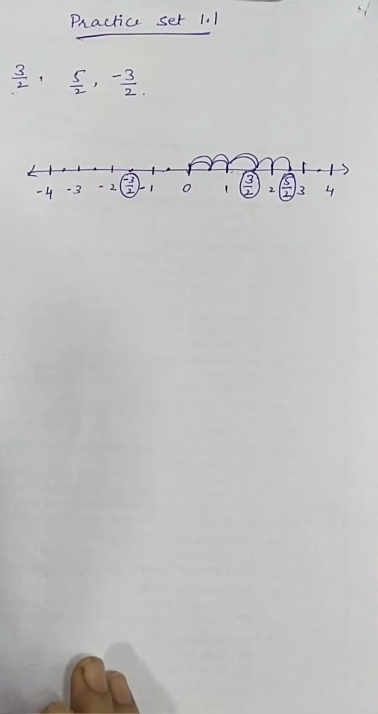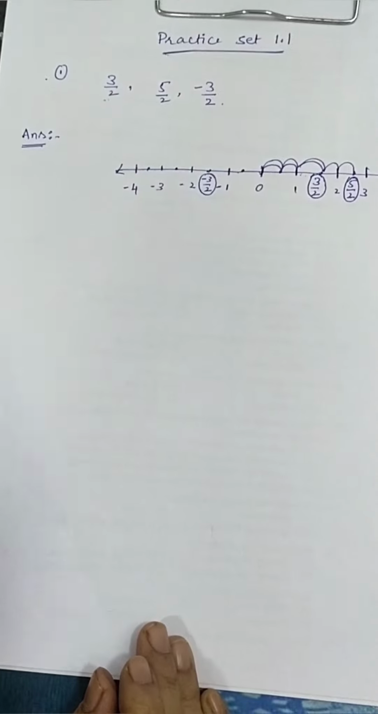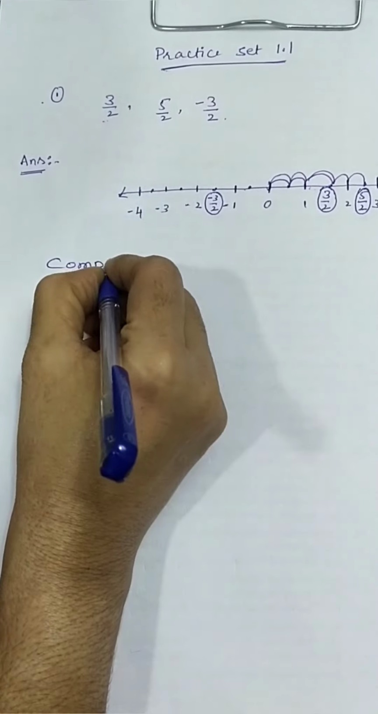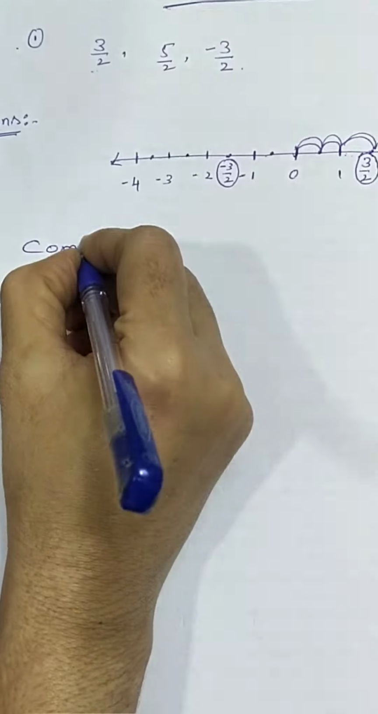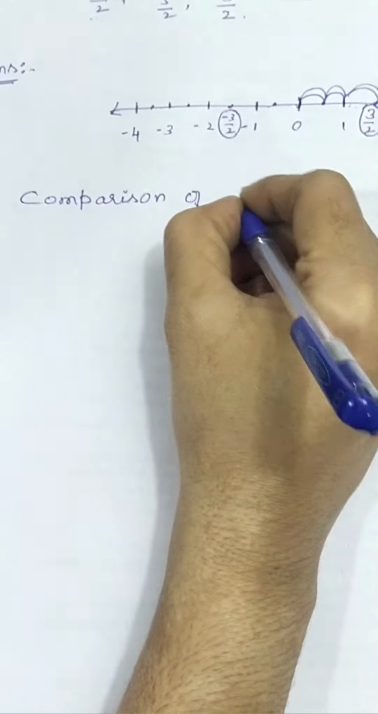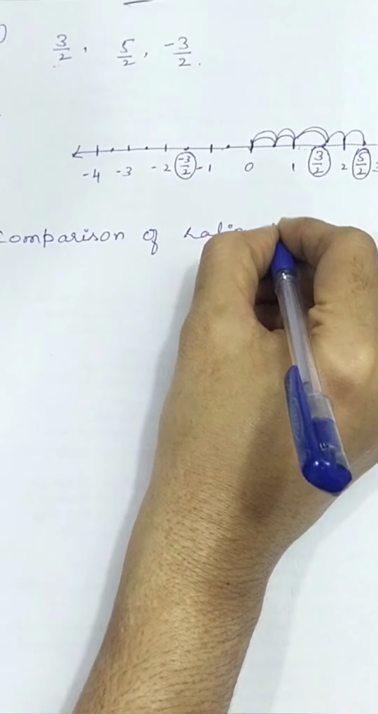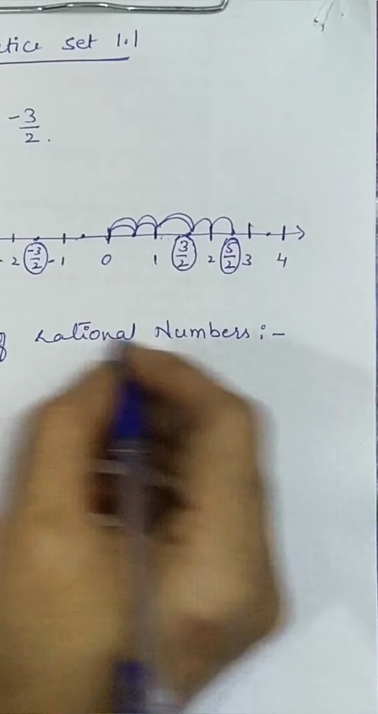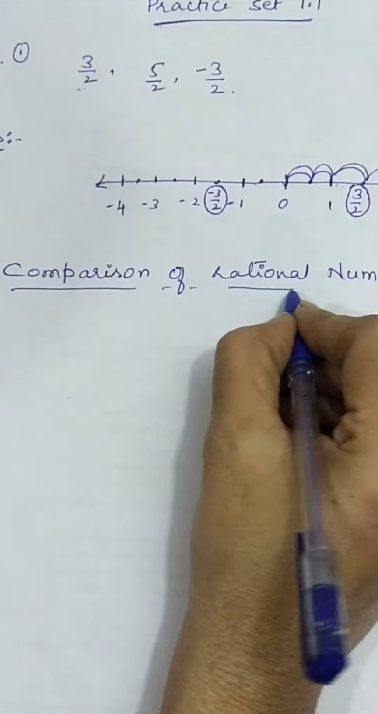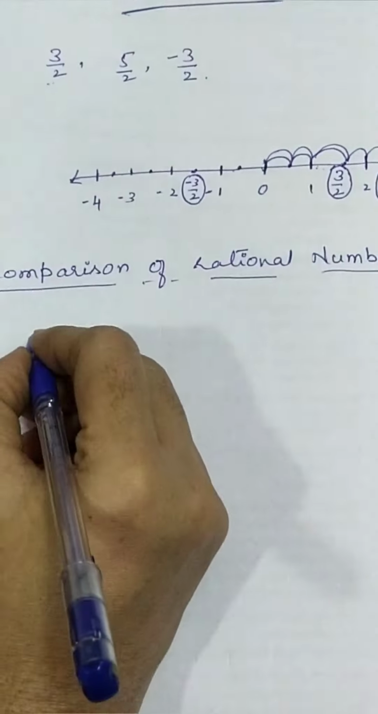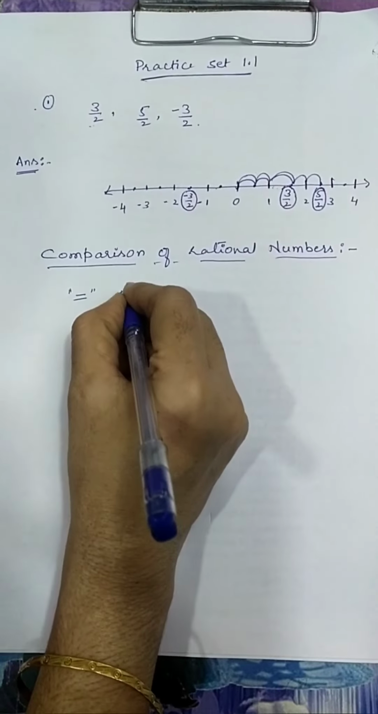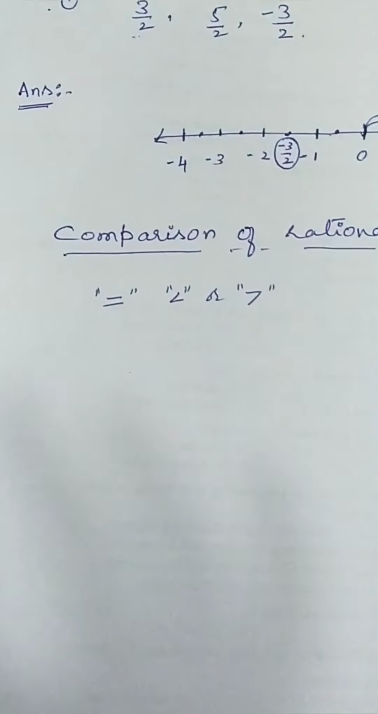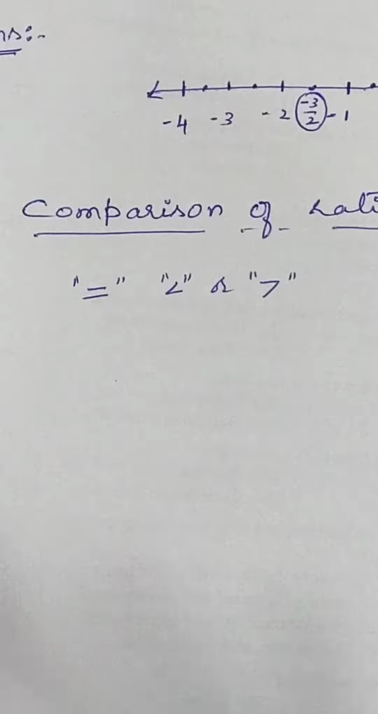Now we will move to the next topic, comparison of rational numbers. Comparison means what? How do we compare numbers? By showing the sign: is equal to, less than, or greater than. These are the signs we use to compare the numbers.